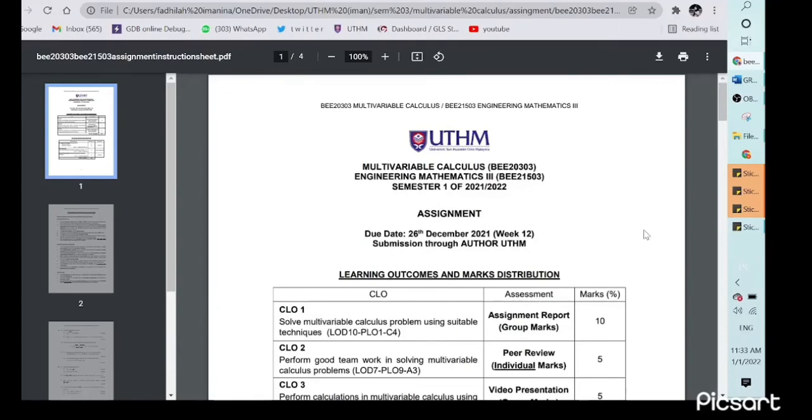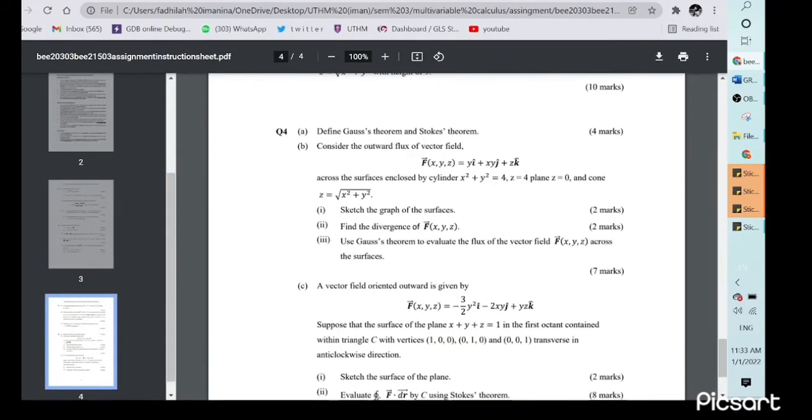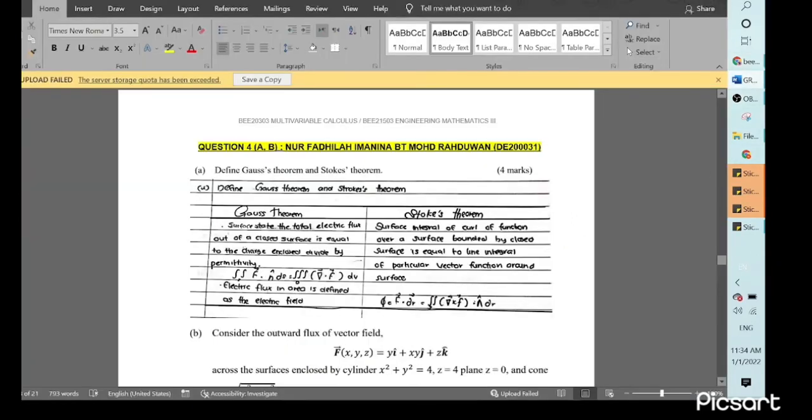My name is Nur Fadila Imanina binti Muhammad Adwas. So this is a multivariable calculus assignment. I will represent question 4. Part A: define Gauss theorem and Stokes theorem. Alright, this is the answer.